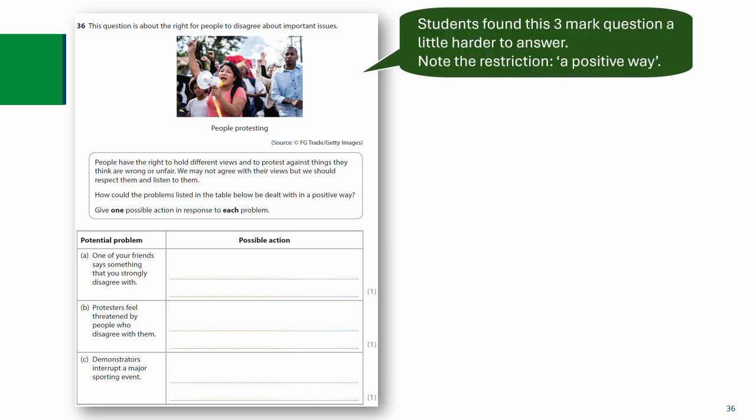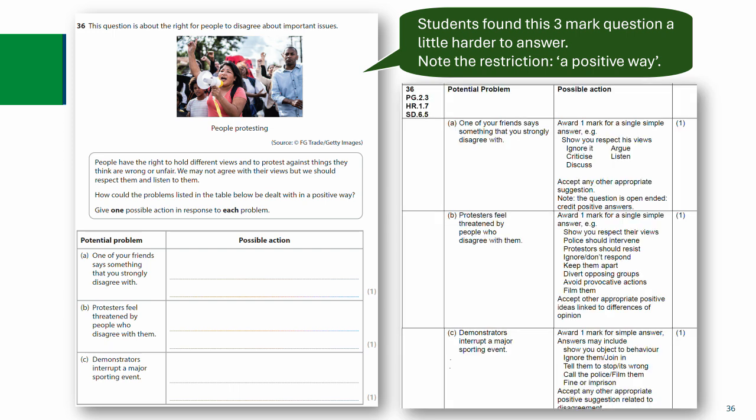Note that because of the emphasis on a positive way, some students perhaps found this quite hard to answer. And the mark scheme here gives some idea of the kinds of answers that were accepted. Although with many students taking the exam, there were far more suggestions than are shown here that received credit. If we look at part A, it says one of your friends says something you disagree with. Any of those would have been worth a mark.